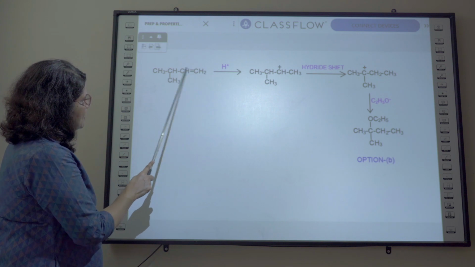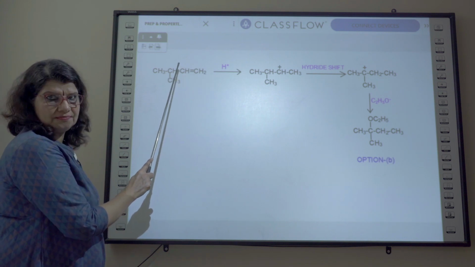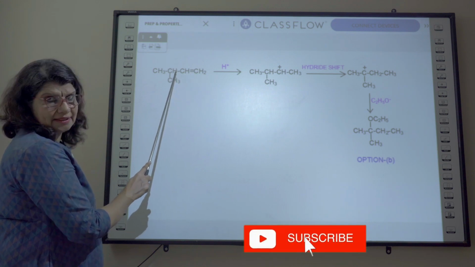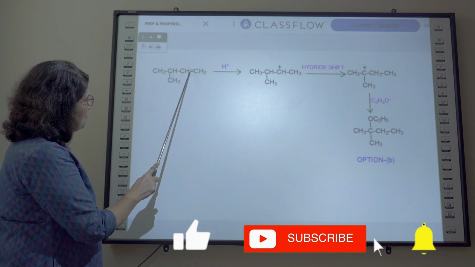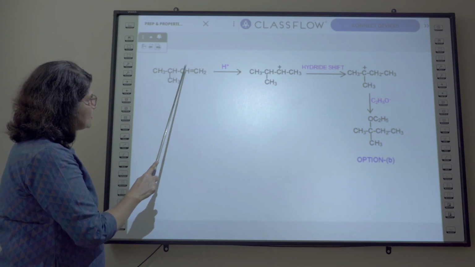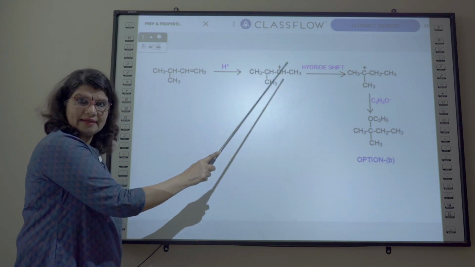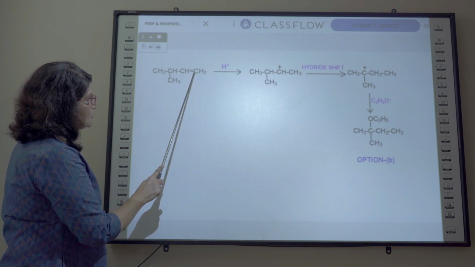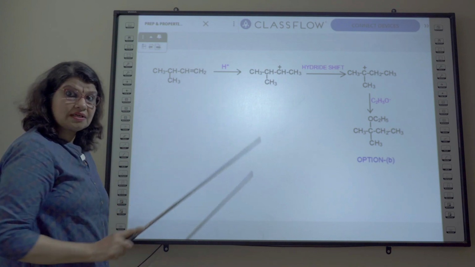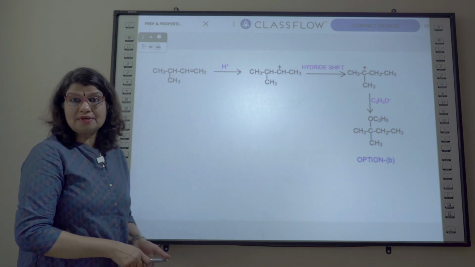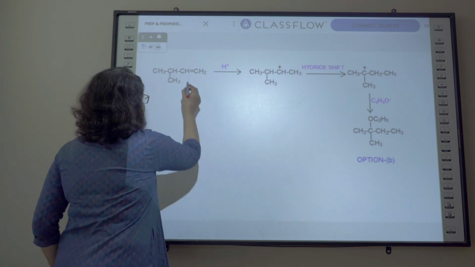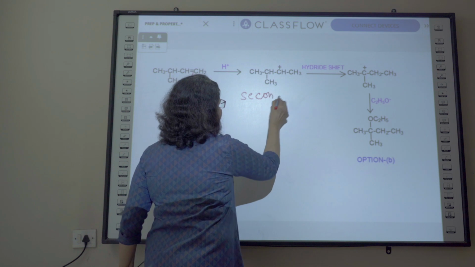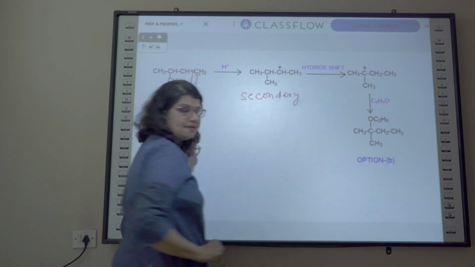H plus can add on to any of these two carbon atoms across this double bond. In other words, the pi bond can shift to this carbon atom or to this carbon atom. We prefer the shifting of the pi bond to this carbon atom so that you arrive at a secondary carbocation. Otherwise, if this pi bond had shifted to this carbon atom, you would have got a positive charge here, CH2 plus, which corresponds to a highly unstable primary carbocation. So right now, this has shifted here and we have got a stable secondary carbocation.